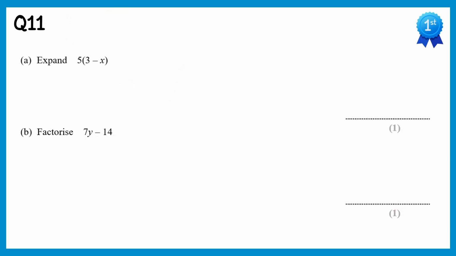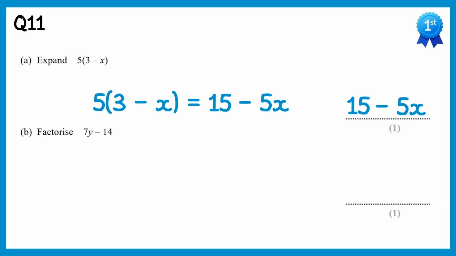For this question, we need to expand a bracket. To expand a bracket, we multiply everything outside the bracket by everything inside the bracket. So we're going to do 5 times 3 first, which gives you 15, and then 5 times negative x, which is negative 5x. The bracket's now gone since we've expanded, so the answer is 15 minus 5x.